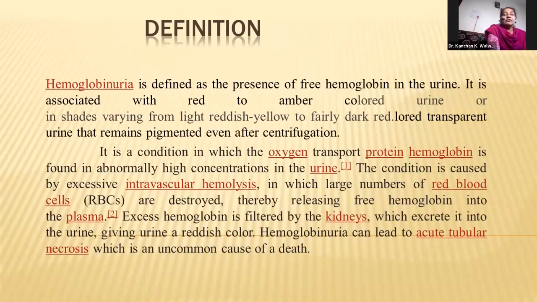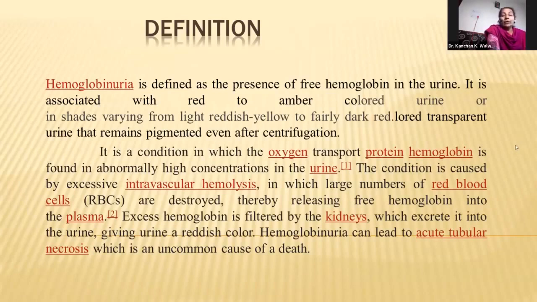So it is associated with red color or amber colored urine, or the shades may vary from reddish yellow to dark yellow, and the urine is transparent and it remains pigmented even after centrifugation. So this is one of the criteria where we discriminate between hematuria and hemoglobinuria.